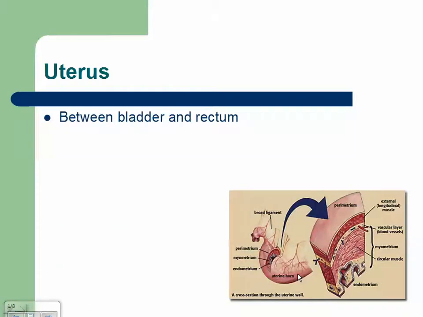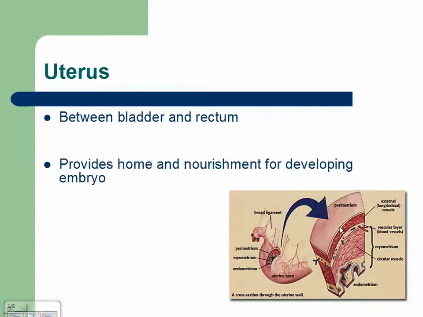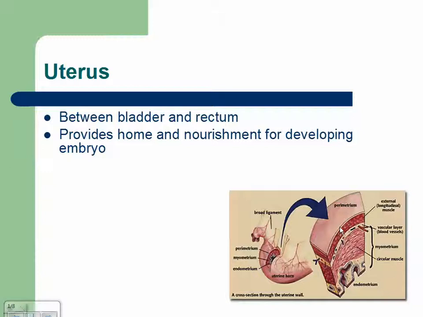And the uterus is located between the bladder and the rectum, so it's sort of in that pelvic area. And this is part of the reason that females who are pregnant have to go to the bathroom so frequently, because their poor bladder is getting pushed out of the way to make room for that expanding uterus and the baby that's growing. Its job is to provide a home and nourishment for that developing embryo.